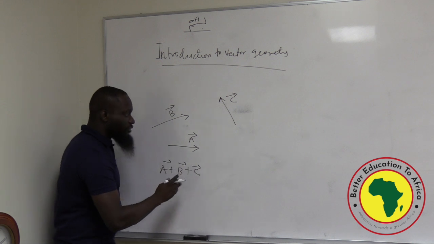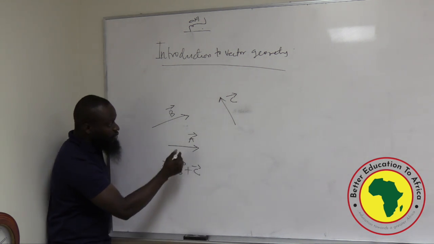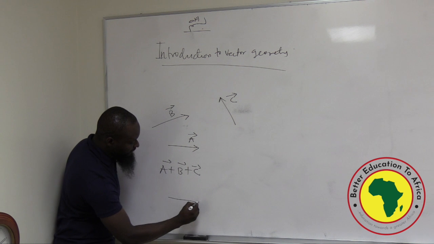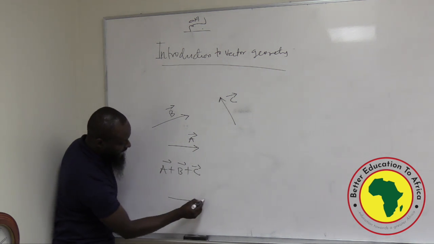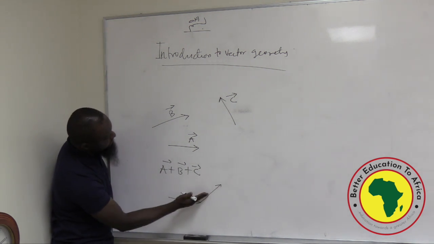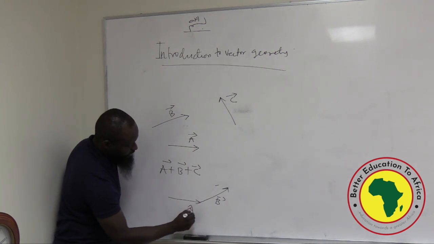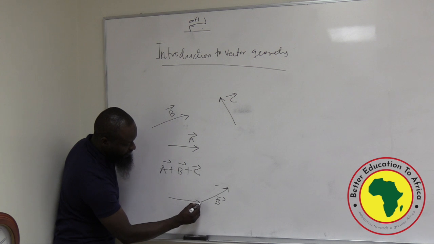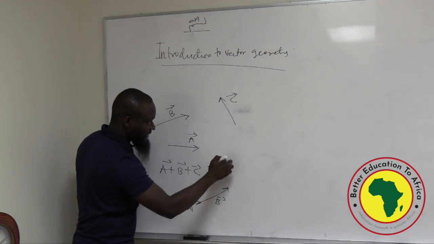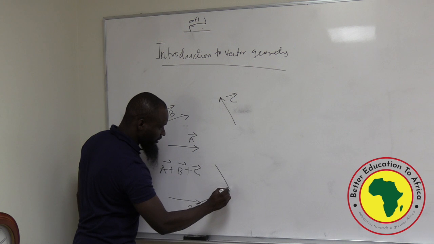I want to sum them. So we are summing vectors like this. We put the head to the tail. A first, which is like this. B is slightly like this. So I'll take it the way it is and put it here. Slightly like this. This is B, this is A. So A plus B is the head of A touching the tail of B. Plus C means the tail of C touching the head of B.